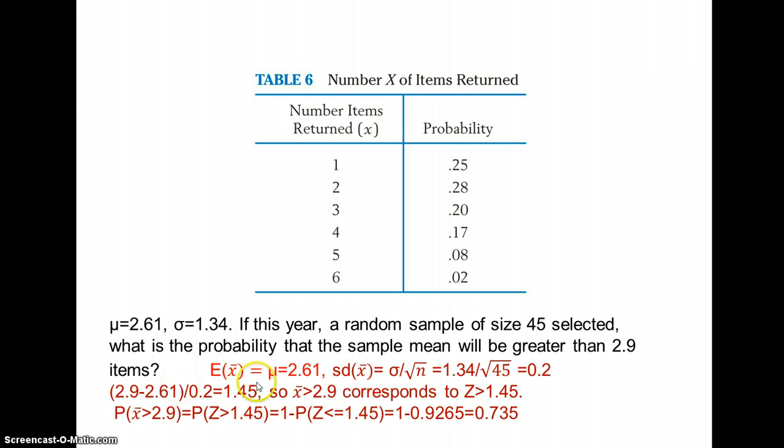This following part is the same as homework 6.29, 6.34. The new part is right here. When you use the formula it is a little bit different. You cannot use sigma. You have to use the standard deviation for x bar.